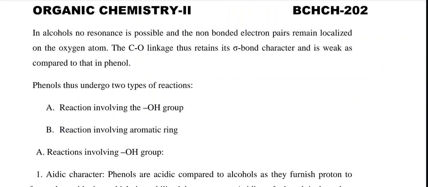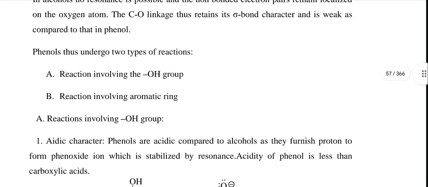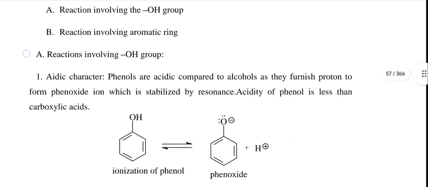In alcohols, no resonance is possible. The nonbonded electron pair remains localized on the oxygen atom. The carbon-oxygen linkage thus retains its sigma character and is weak as compared to that in phenol. Phenol undergoes two types of reactions: reactions involving the OH group and reactions involving the aromatic ring. First, reactions involving the OH group.